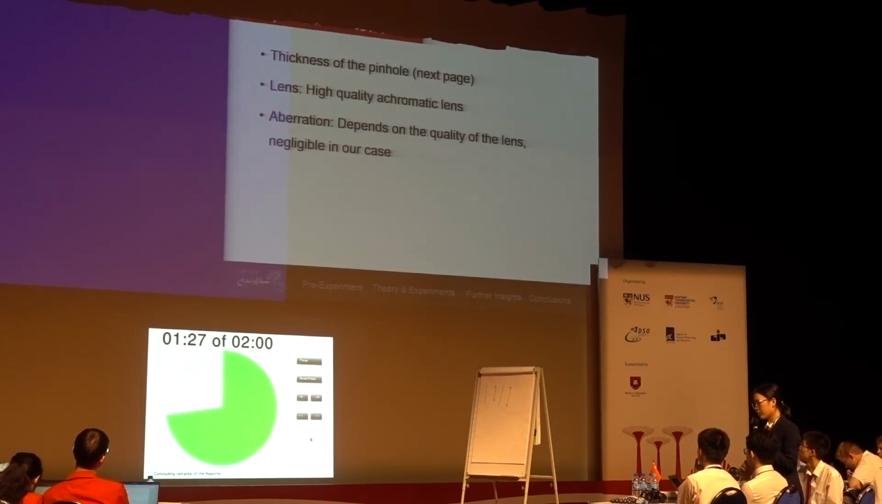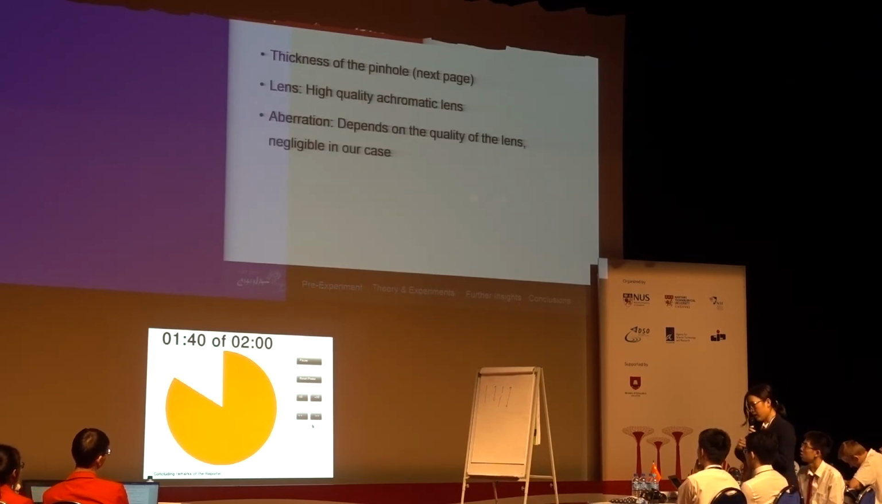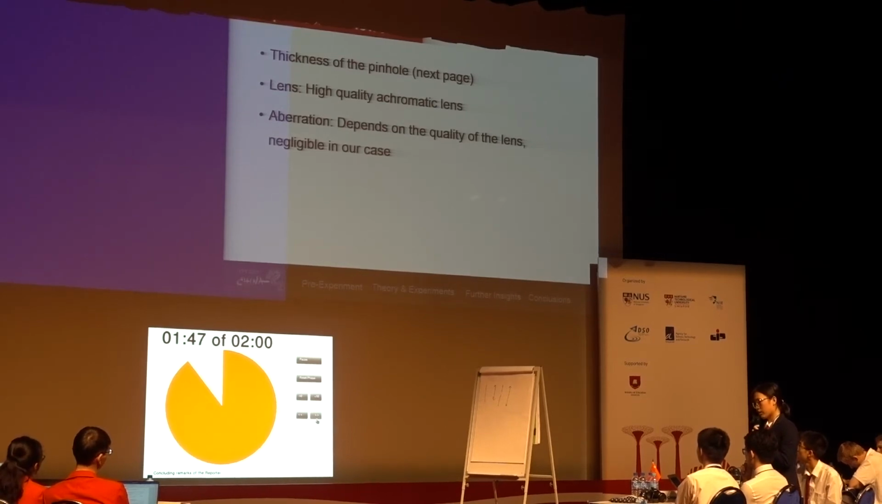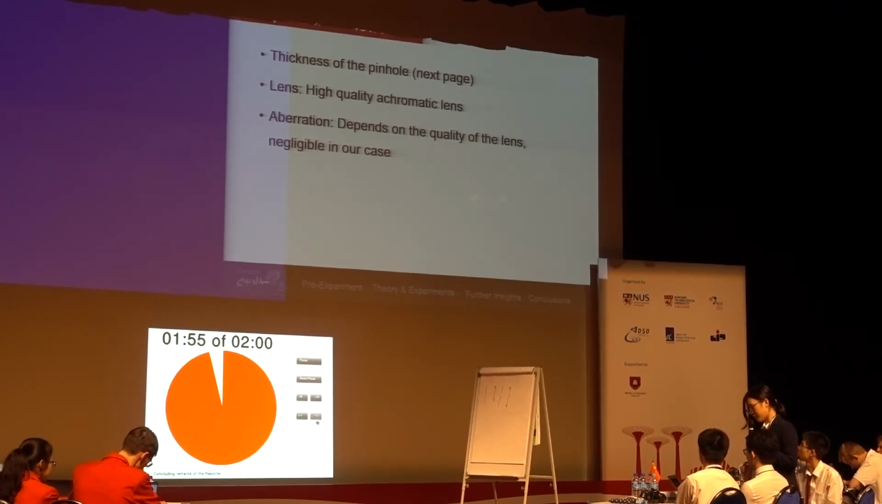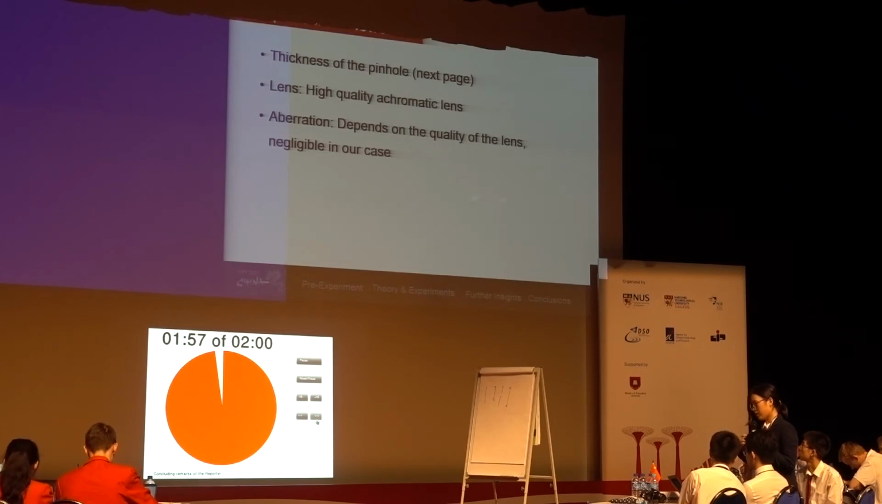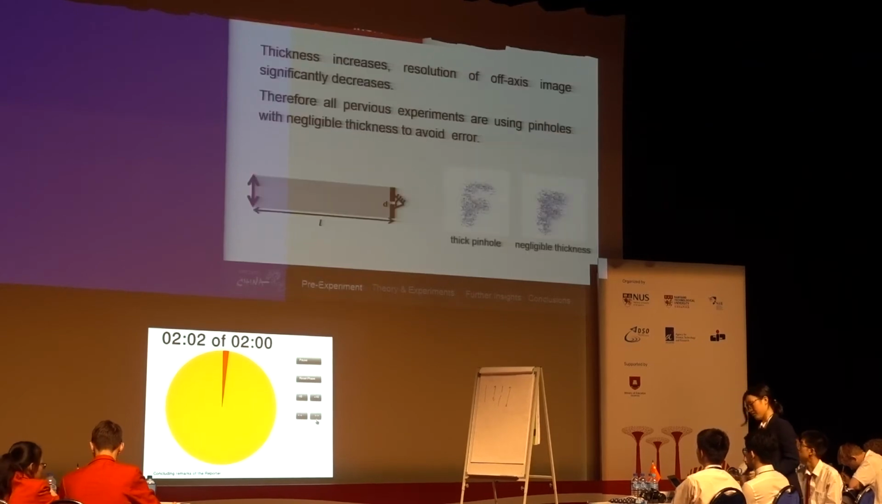And for the reviewer, since it's a pinhole, we actually discussed it, but for the experiment we use the same pinhole. We use the same pinhole in the experiment, so I don't think that influences much. And the lens we use is a high quality achromatic lens, so there will be no chromatic aberration, and the aberration is small. The aberration actually depends on the quality of the lens, so we need that in our case. Thank you very much.